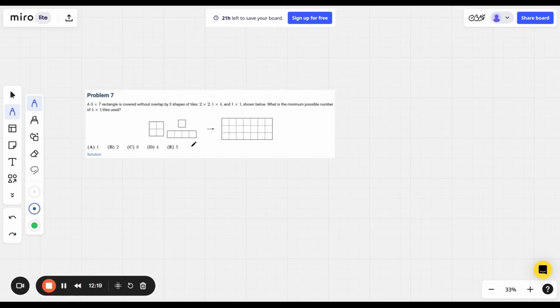but we can't really find any better 1 by 1 shape. And furthermore, this equals 3 times 7, which equals 21. These are 4 each, which means that we can either have 5 or 1 missing, right? And we clearly cannot have 1 missing.